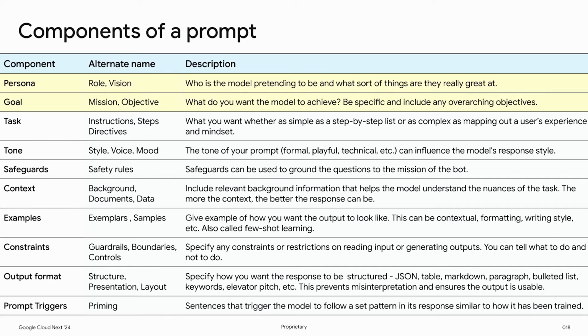and what it's good at, and what you want the model to achieve. Then there are optional components that are not highlighted, so that you can add or remove as needed. So for example, the tone or style of the prompt, or the context, few-shot examples, or the output format, you can just add or remove depending on your use case.